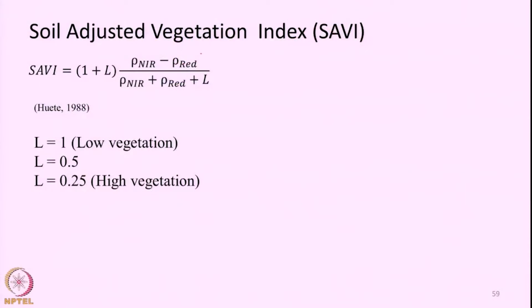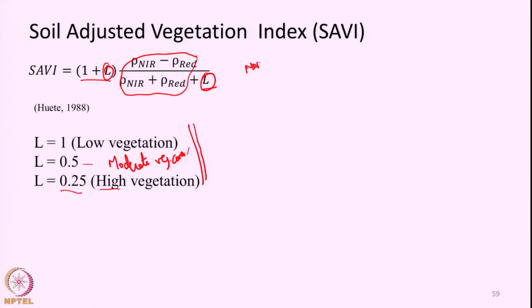SAVI is very similar to NDVI, but here you have two terms, 1 plus L and L, where L takes different values based on vegetation cover. L will be 0.25 for high vegetation cover, L will be 1 for low vegetation cover, and it will be 0.5 if we do not have any other information or for moderate vegetation cover. The introduction of this L term was able to reduce the background soil effect in NDVI. So, SAVI is essentially NDVI with reduced soil background effect.